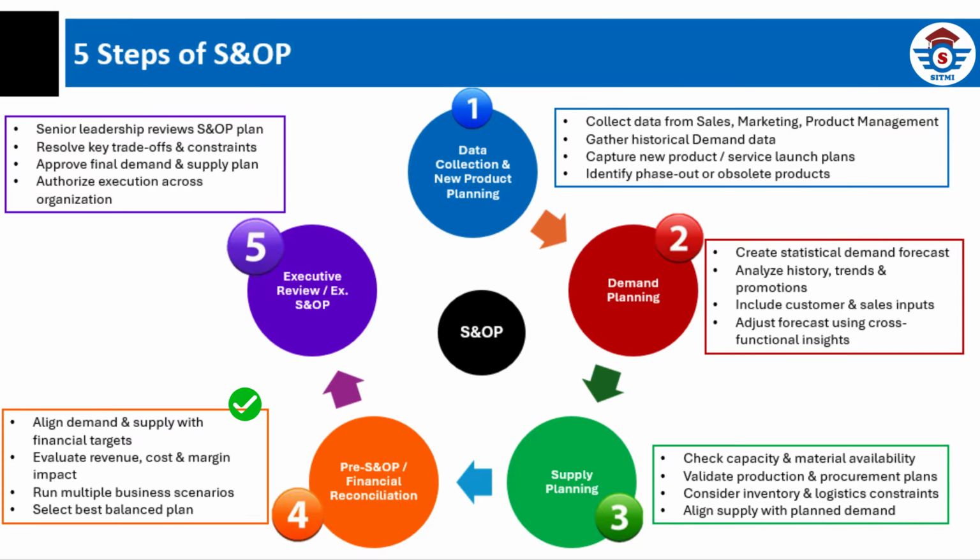What happens here? In this particular step, we try to align demand and supply plans with financial targets. We also evaluate the revenue, cost, and margin impact when the supply plans are getting changed. Then we run multiple business scenarios to understand which scenarios would be a better fit for meeting the customer demand. And finally, we select the best or balanced plan out of this particular meeting.